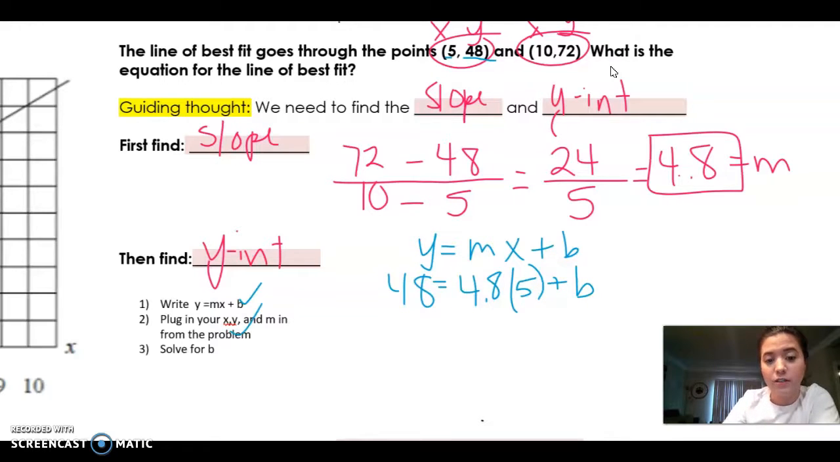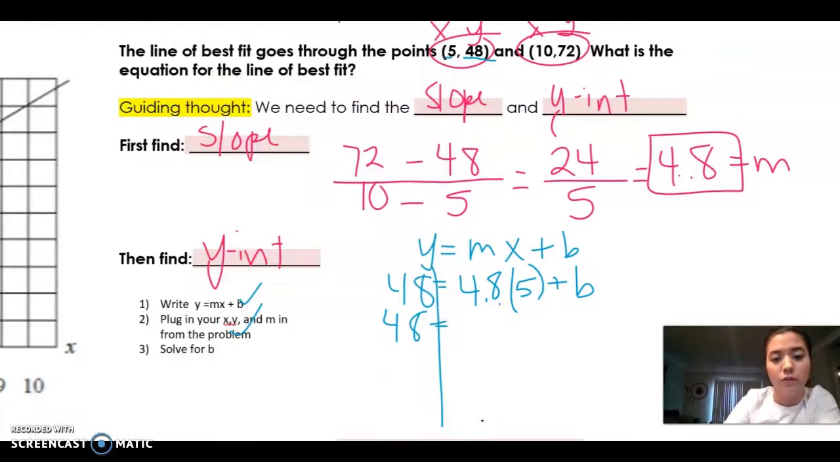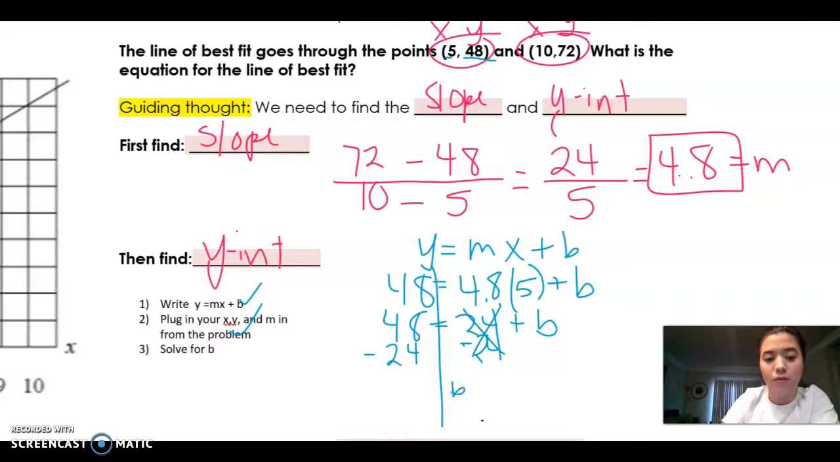All right, now we're going to solve for b. So again, we want to start by multiplying, getting rid of that multiplication first, simplify that right side, and we get 4.8 times 5, 24 plus b, and then we're going to move that 24 to the other side. All right, sorry. So we have a positive 24, so we move it by doing its opposite. It's negative because, again, the goal here is to get b. So now we're left with b equals 48 minus 24 is 24.